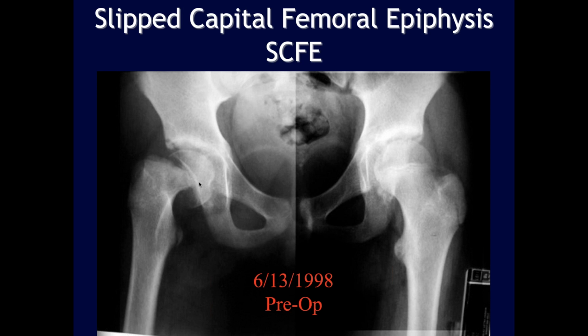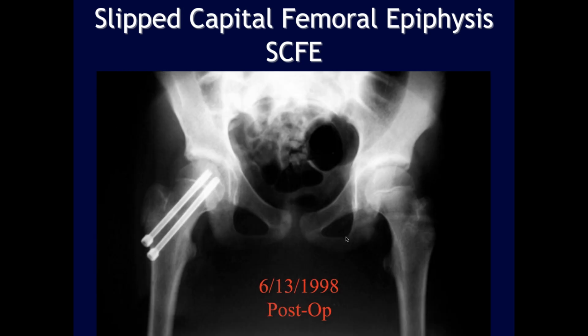Okay, so this was June 13th, 1998. You see a nice normal hip on the left. And here they put in 2 pins. So what do you see here? It looks much better in terms of the coxa deformity is resolved. The pins are in place. There's good angulation. The epiphysis is in alignment with the metaphysis here.